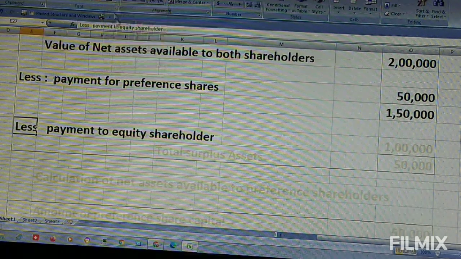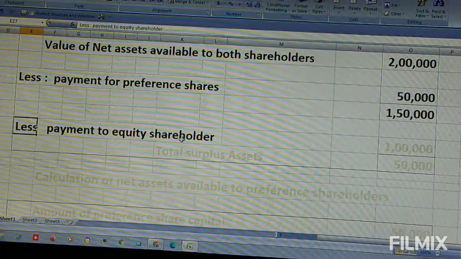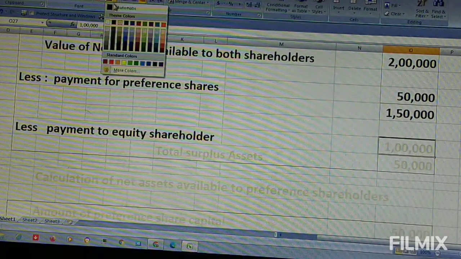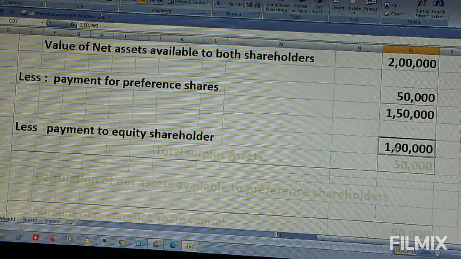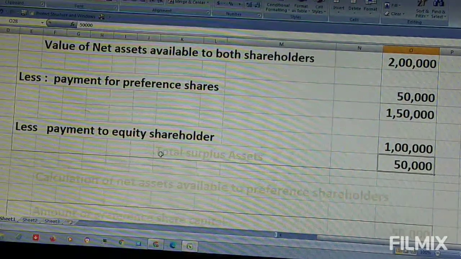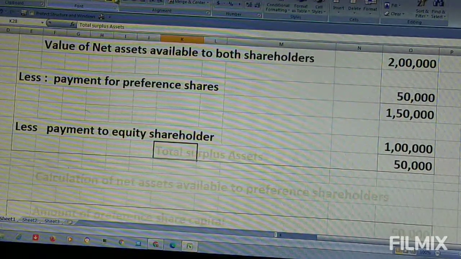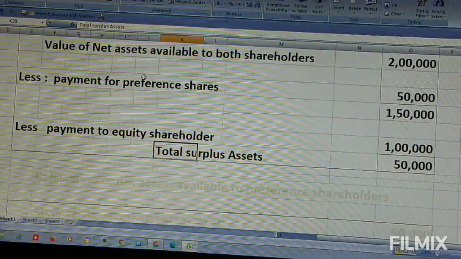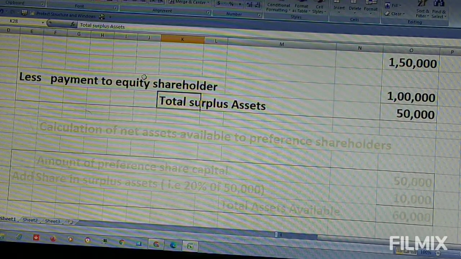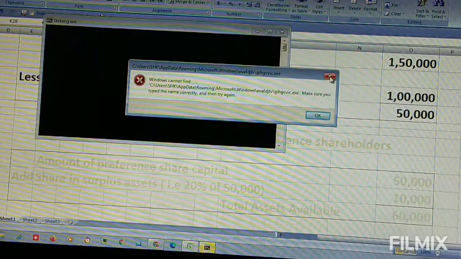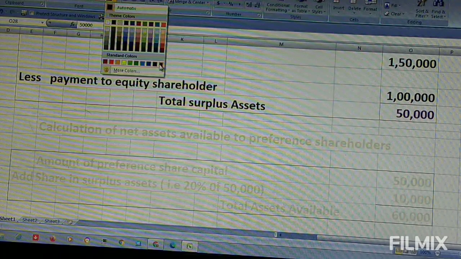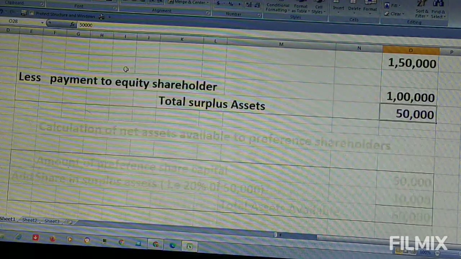Then we have to deduct payment to equity shareholders also. Less payment to equity shareholders. How much payment do we have to make to equity shareholders? It is 1 lakh, given in the problem. So 1,50,000 minus 1 lakh is 50,000. This is the total surplus assets, a surplus for both equity and preference shareholders. I hope you all got the surplus. Let us mark the surplus with another ink. This is the surplus available.